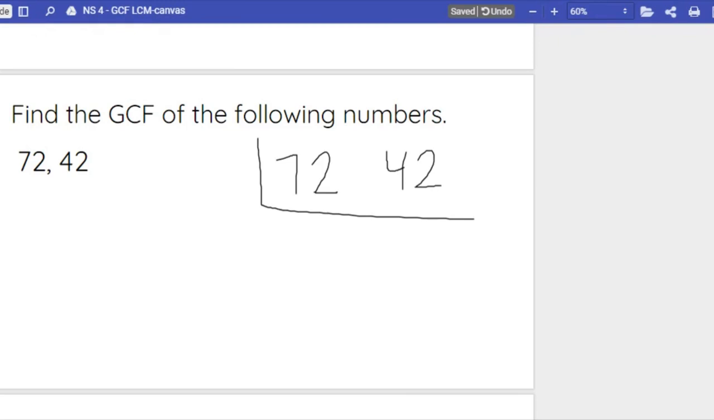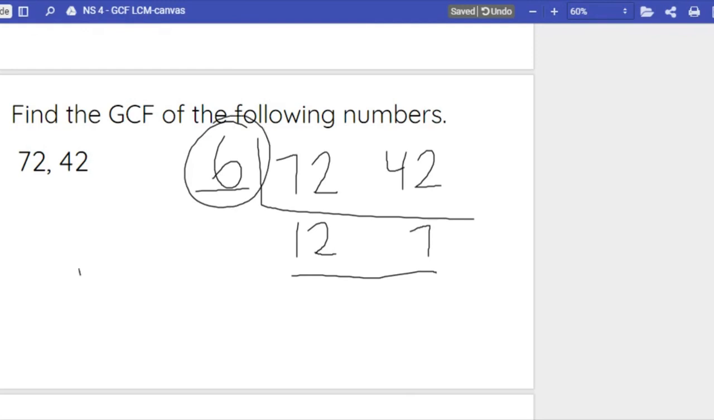So I'm going to choose this because I know 6 times 12 is 72. So 72 divided by 6 must be 12. 42 divided by 6 is 7. Looking at 12 and 7, well, the only factors of 7 are 1 times 7, and those aren't going to help me with a 12. So on this one, again, the only thing out front is a 6. So the greatest common factor is 6.